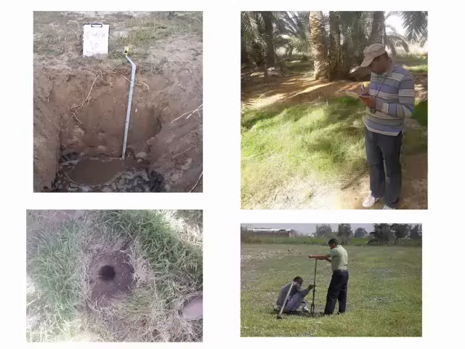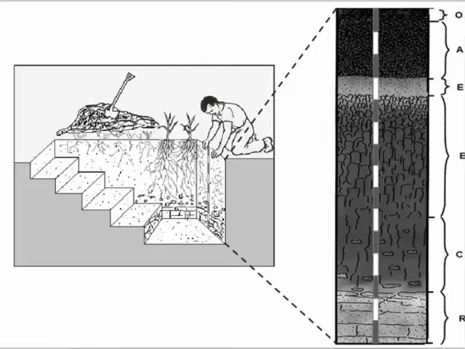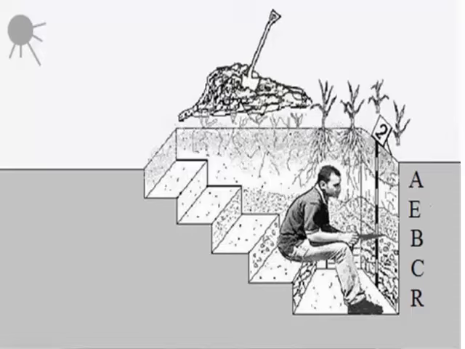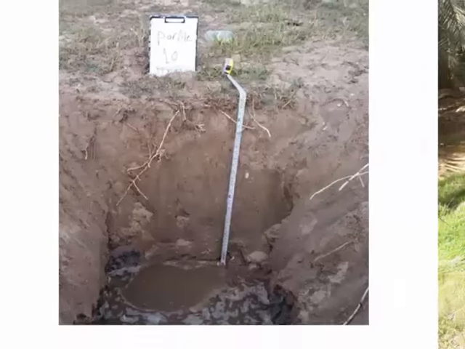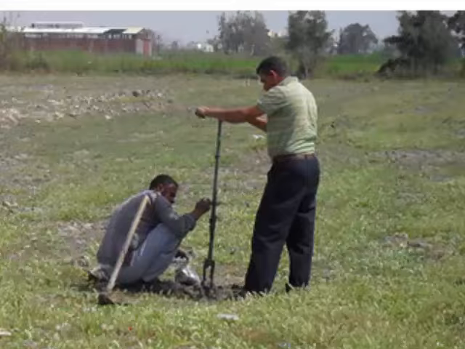The second step of soil survey is digging a soil bed, which represents the soil profile, and then describing the different soil horizons in the soil profile and collecting soil samples from each soil profile. Soil samples can also be collected using augers.